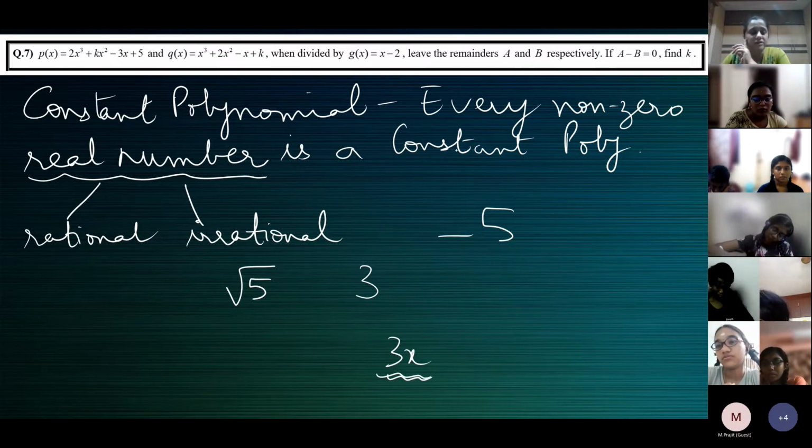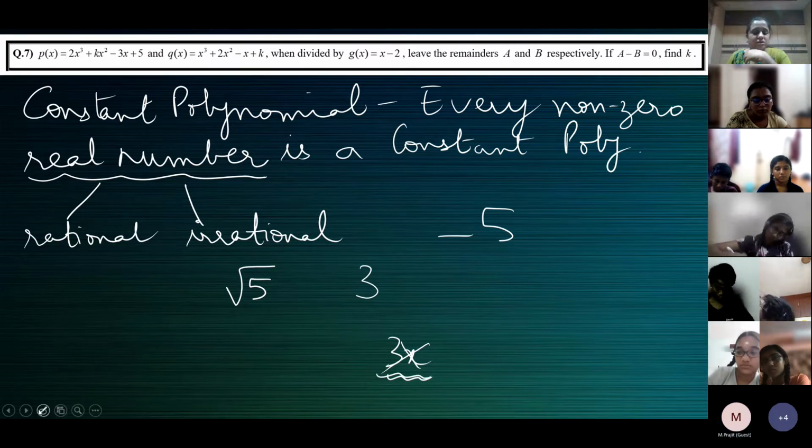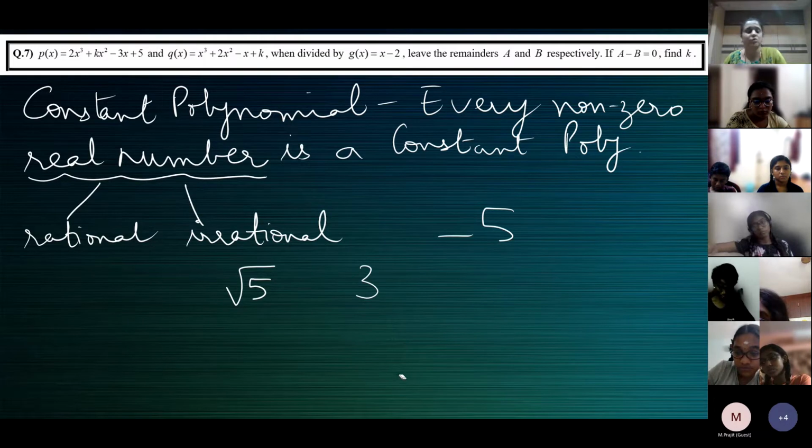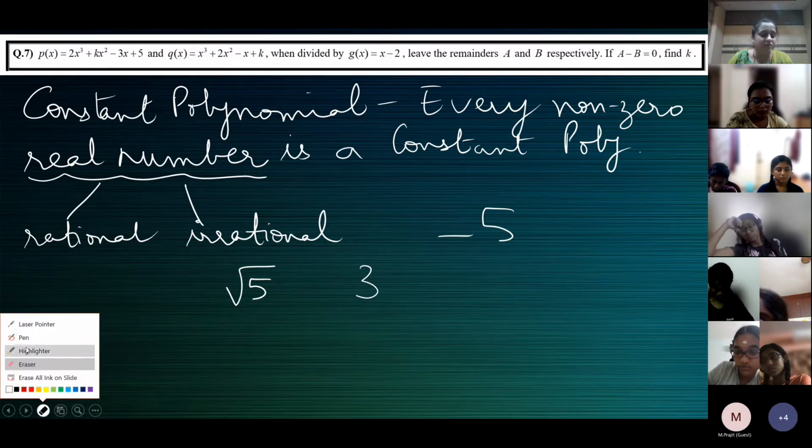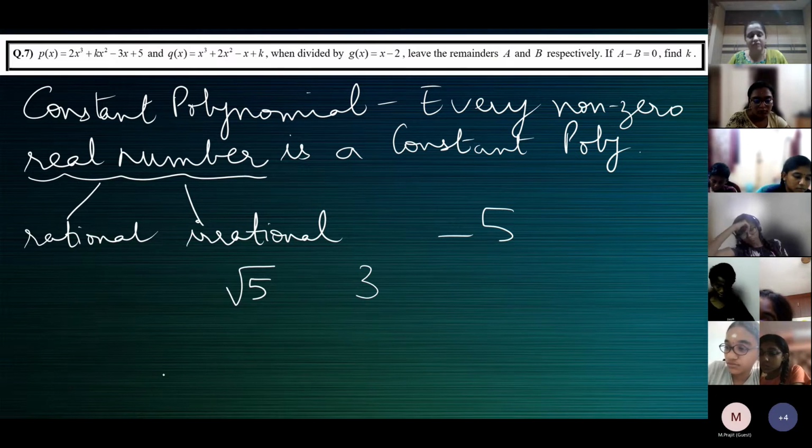A constant meaning any real number, but not zero. 3x is not a constant polynomial. A constant polynomial is any real number other than zero. Other than zero, every real number is a constant polynomial. All real numbers, that means all rational numbers, all irrational numbers, are constant polynomials, except zero.